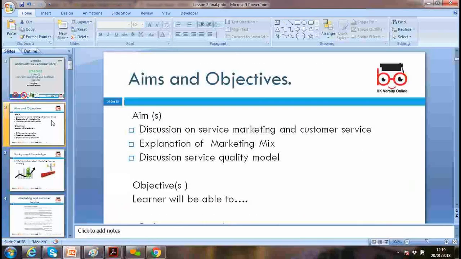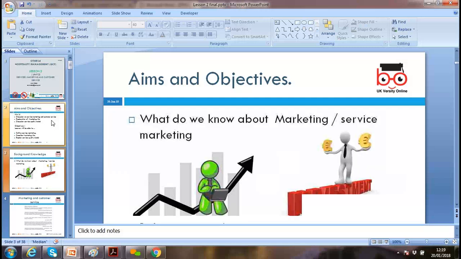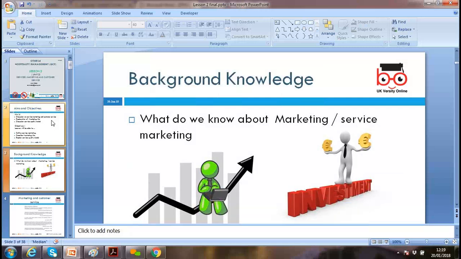Okay. So let's go through. So we are looking today at a discussion on service marketing, customer service, and the explanation of marketing myths, and the discussion will be the service quality model. And you already just explained marketing. Is there any difference between marketing and service marketing?